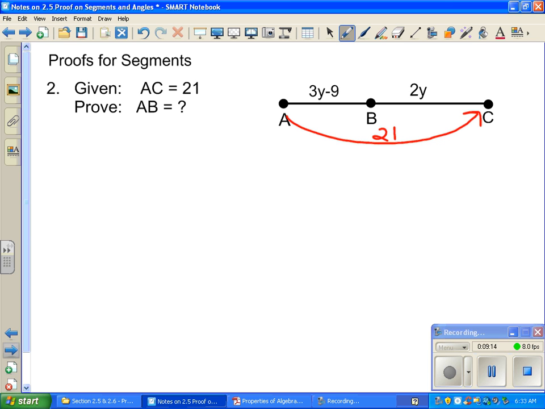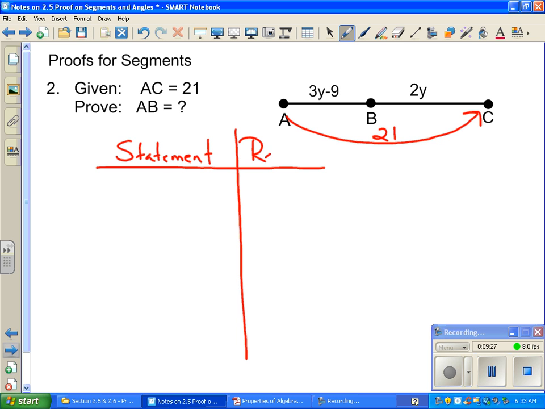So to get this problem started, again, you make 2 columns. I typically find that I make the statement side a little bit bigger than the other side, just so I have room to show math. And my reason side, it's just writing out the name of the property, so it doesn't need to be quite as large. Let's start with that given. AC equals 21.